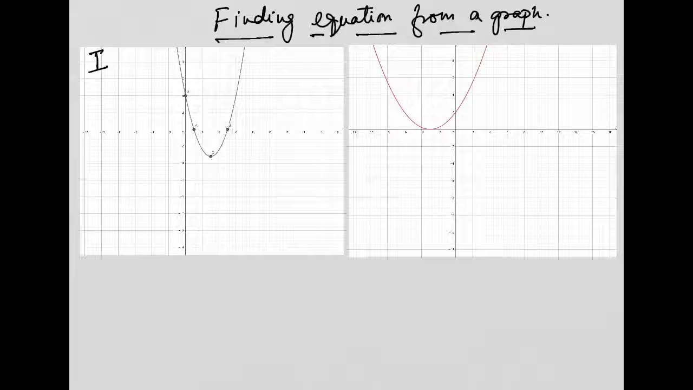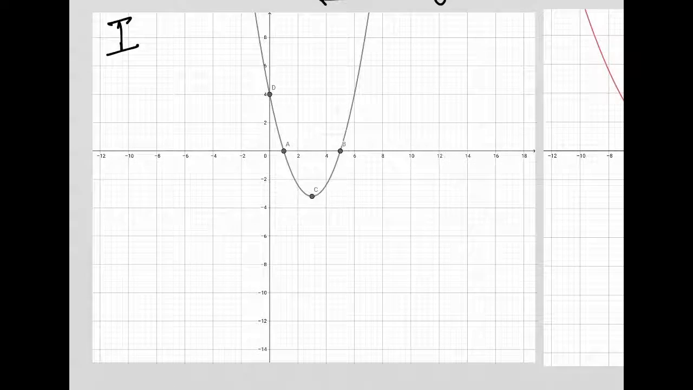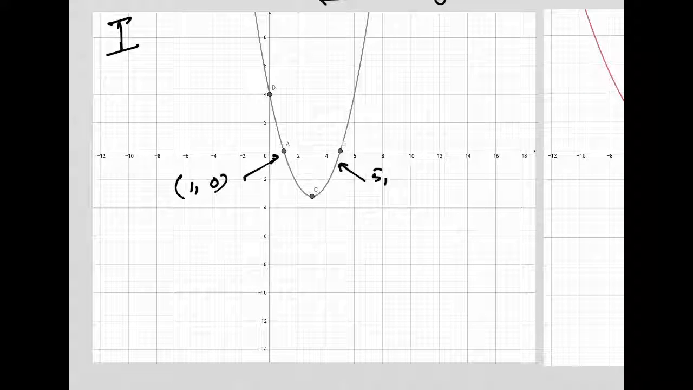Now, finding the equation from a graph. Consider this graph you have been given. You have points A and B, which are your x intercepts, and your y intercept. From the graph you can see the two x intercepts have coordinates 1, 0 and 5, 0, and the y intercept is 0, 4. With this information we can find the quadratic function.